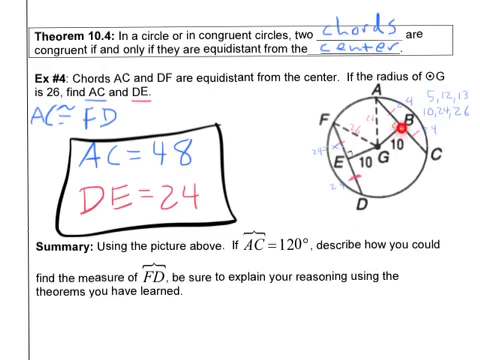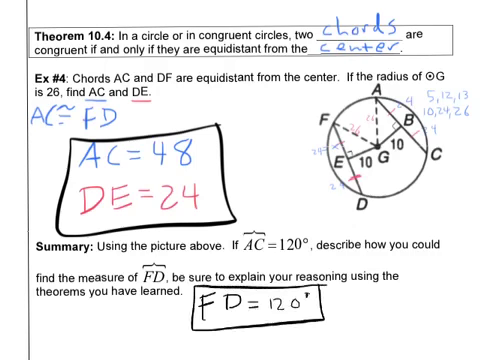So all you know is that these chords are equidistant from the center, and then you have arc FD and chord FD, arc AC and chord AC. And I want you to just explain to me how you know it. Hopefully you can tell just by looking at it that they are congruent, but I want you to be able to explain to me why. So you already know that AC and FD are the same, so you already know that FD is 120 degrees. But what I want to know is why.